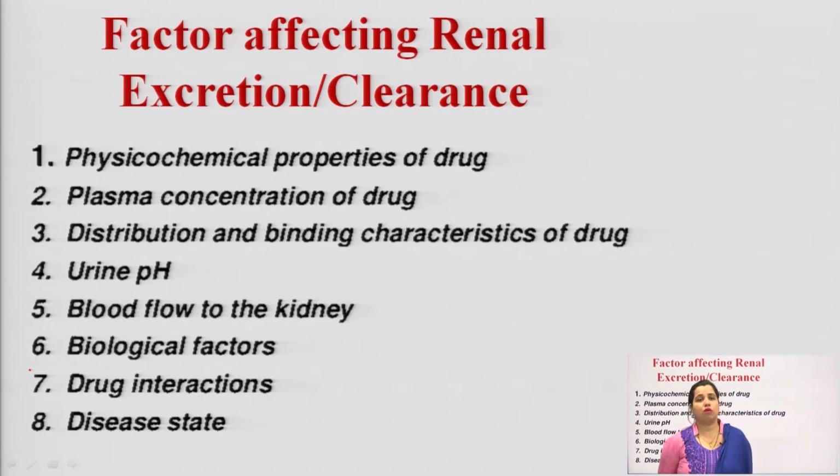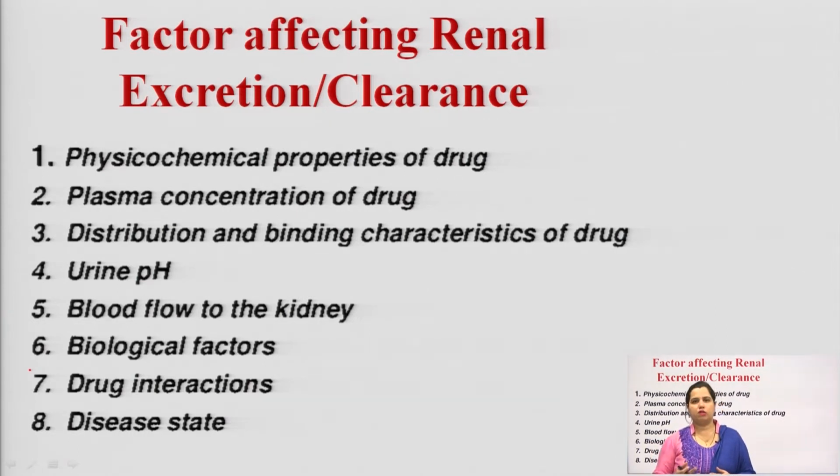Distribution and binding characteristics of the drug: if the binding affinity is very high or the drug is bound for a long time, the elimination rate will be lower, or clearance will be very low. Urine pH is also an important parameter for clearance. Blood flow to the kidney also affects the drug's clearance, because how much blood is entering the kidney and the drug amount or concentration it contains will be subjected to elimination.